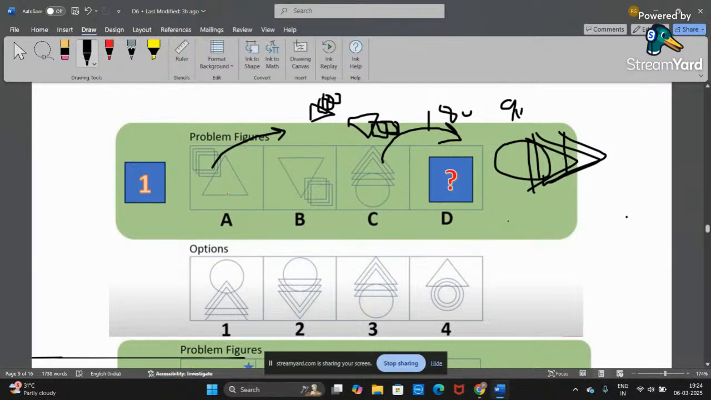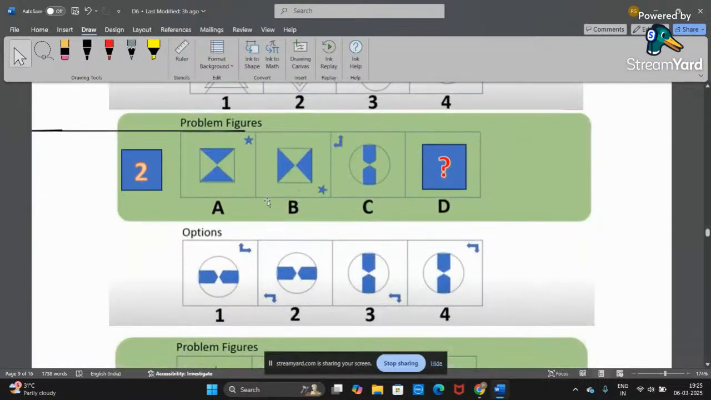So it will be like, this is the triangle. So this will be your answer. That means the answer will be what? Which one will suit this? This. Second one is the answer. Now let's move on to the next problem.